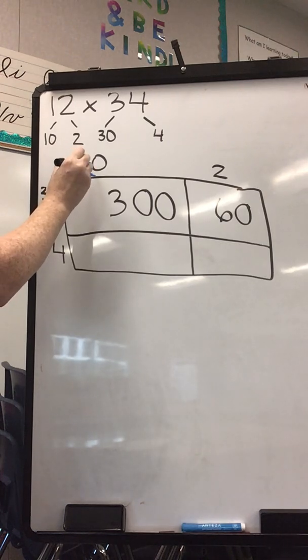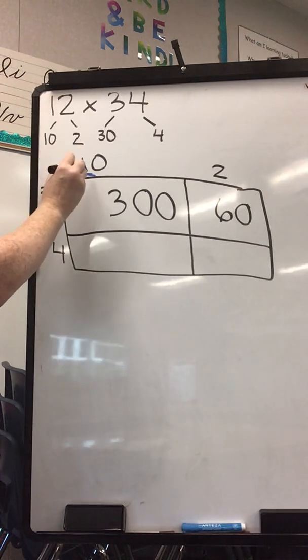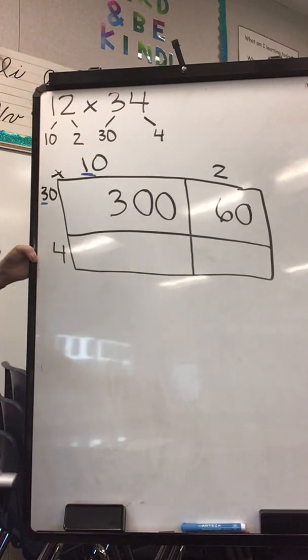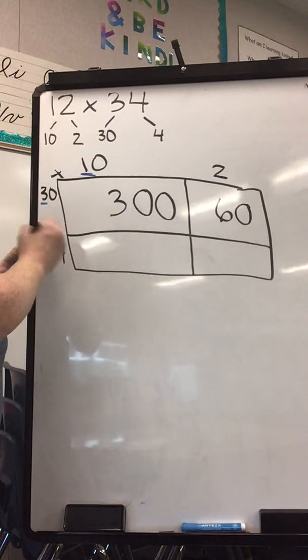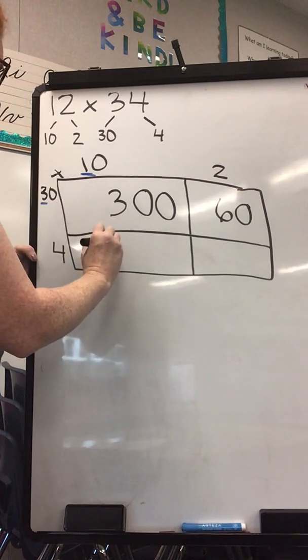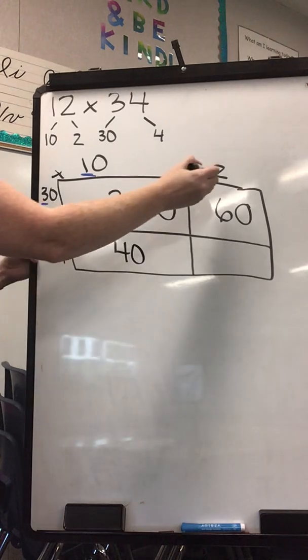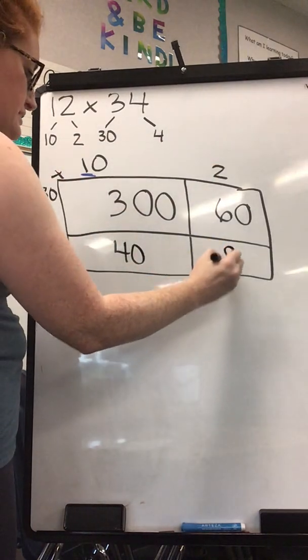Now I'm going to focus on the 4. So 10 times 4, we can do the same thing. You can put a 0, or you can just remember that anything times 10 is going to be itself plus a 0. So 10 times 4 is 40, so our product is there. And then 2 times 4 is 8.